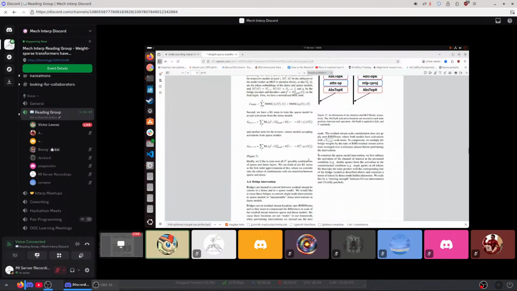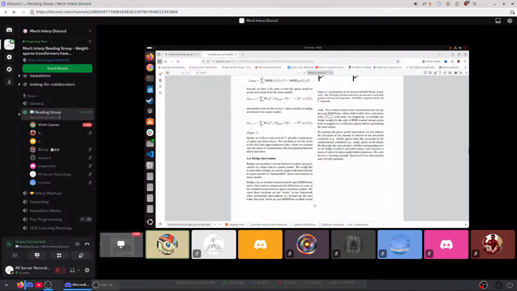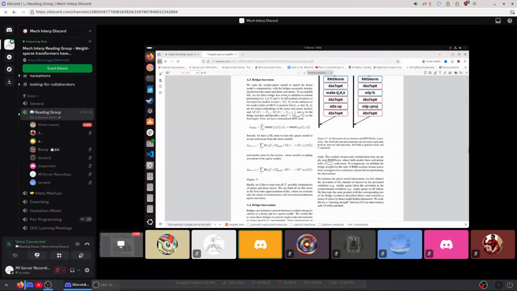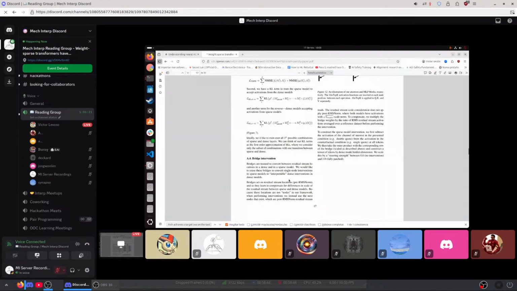I'm curious how they train the bridge. I'm not sure: do they train the bridge first, and the bridge is also frozen, and then they do this, or are they truly training the bridge at the same time? Okay, we multiply the bridge.